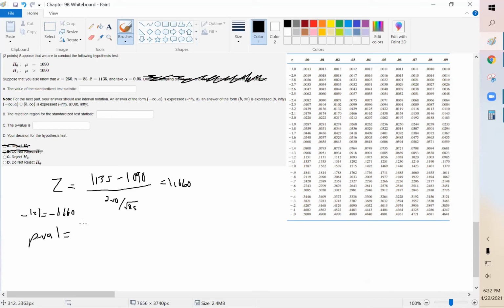So this p-value, we're dealing with one-tailed again. So in this case, we're looking for negative 1.66. Here's our negative 1.6. There's the 0.066. Bring them together.